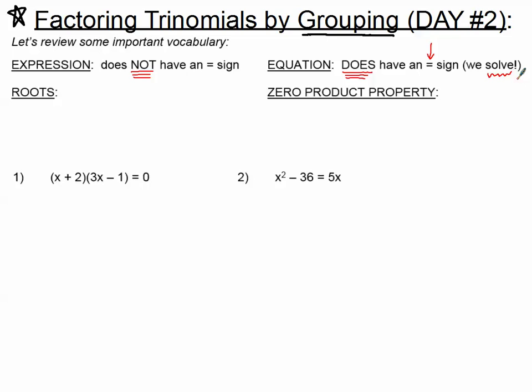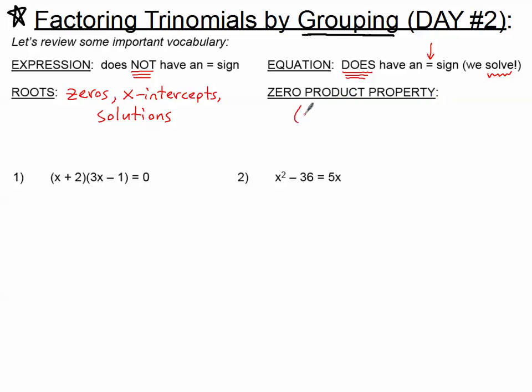We're going to be looking for their roots, or in other words, their zeros, or their x-intercepts, or their solutions. Remember that all four of these words mean exactly the same thing. We're ultimately looking for the answers to our equation. We will be solving these equations using the zero product property.